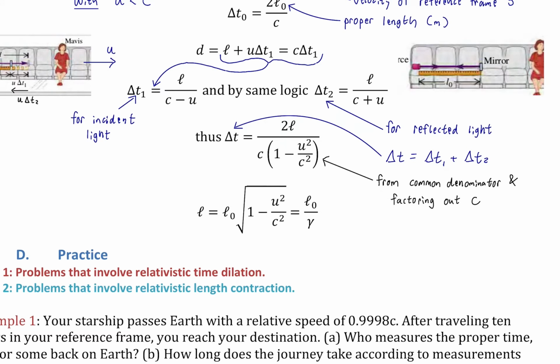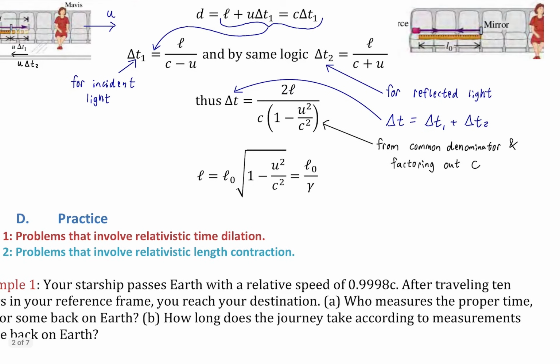Okay? And the last thing we're going to do is take advantage of the fact that we're doing this derivation for length contraction second. So we're going to take our result from time dilation. Because for time dilation, we just had to use the triangular path that Stanley saw the light take, which I feel is an easier argument to make. That's why I like to do time dilation first and length contraction second. Okay?